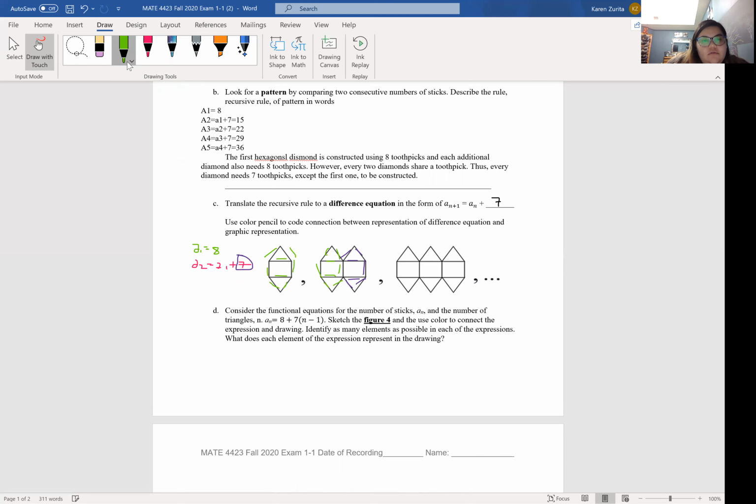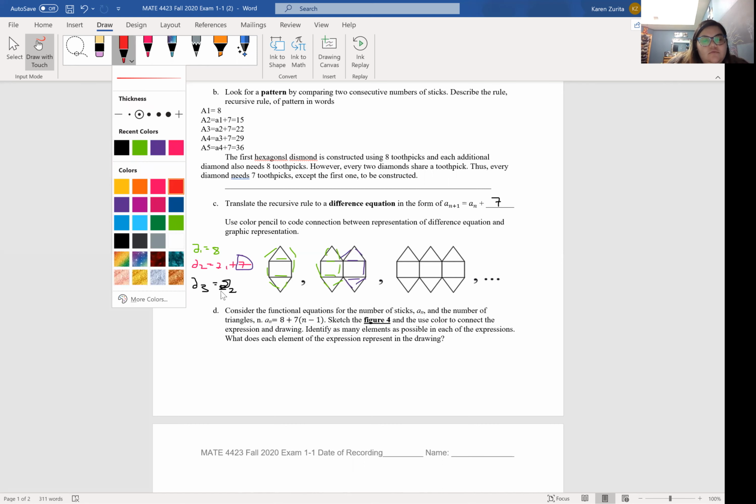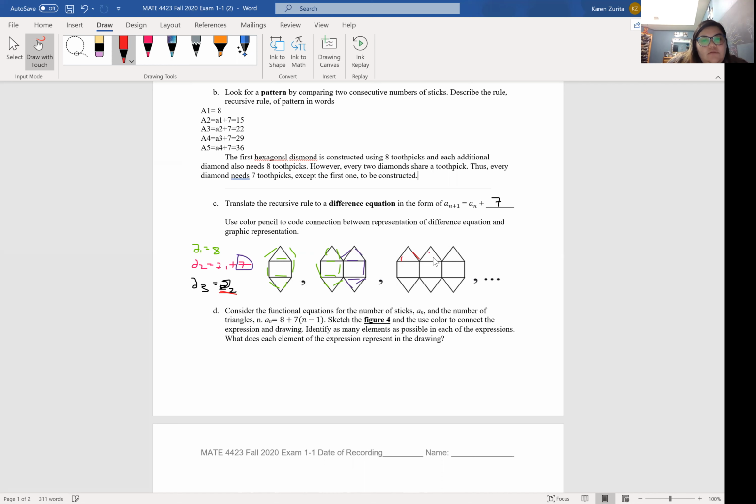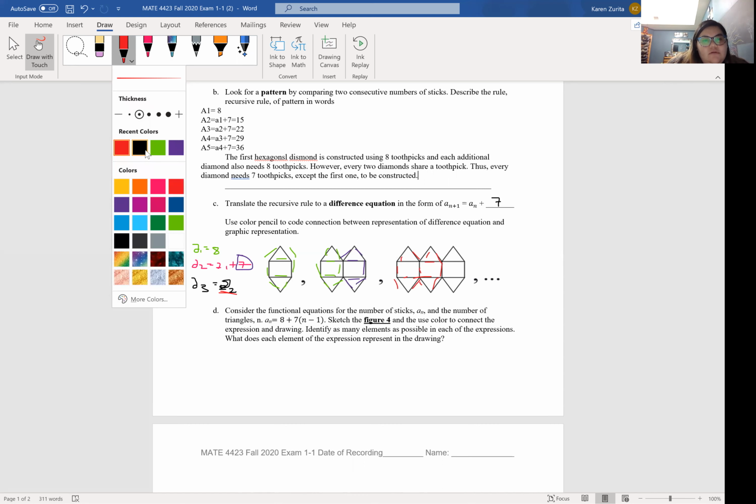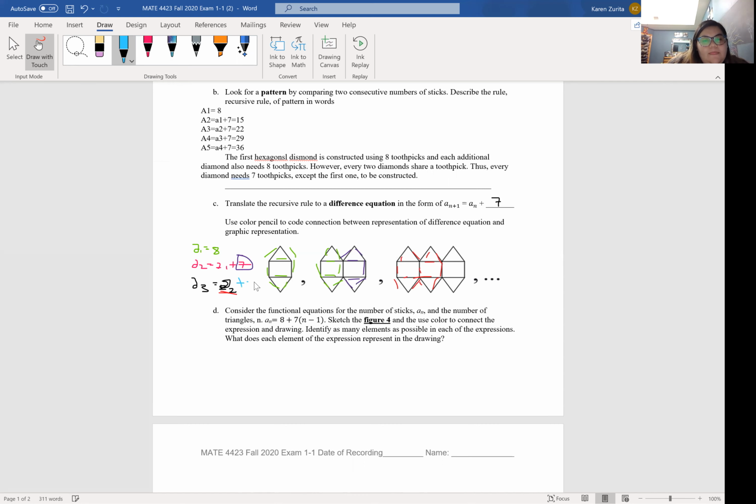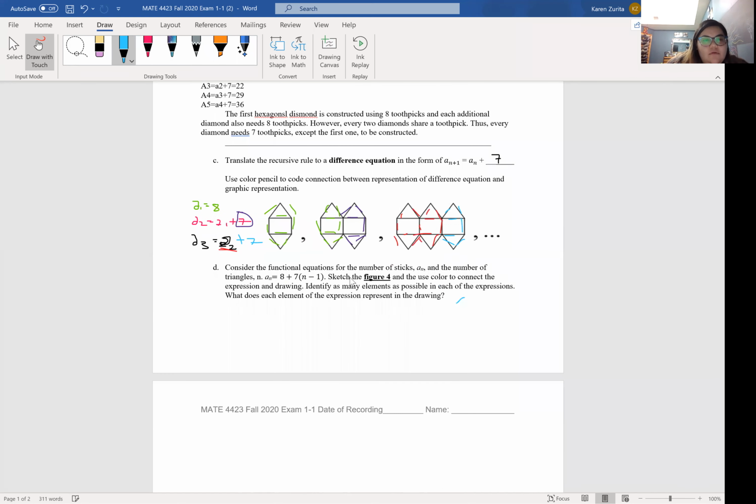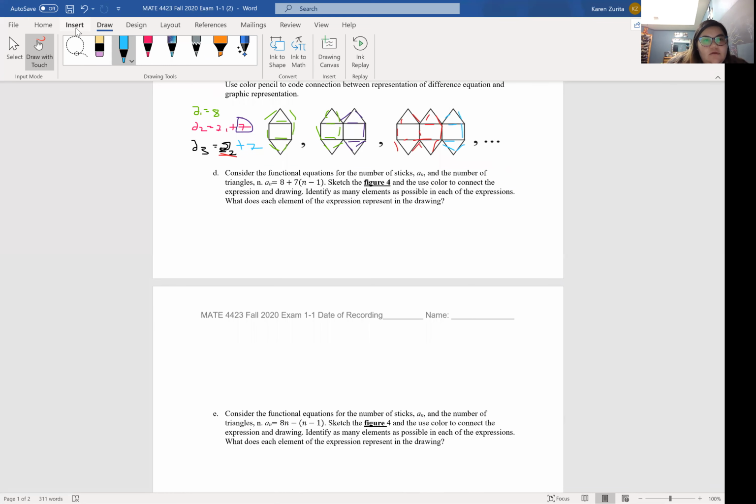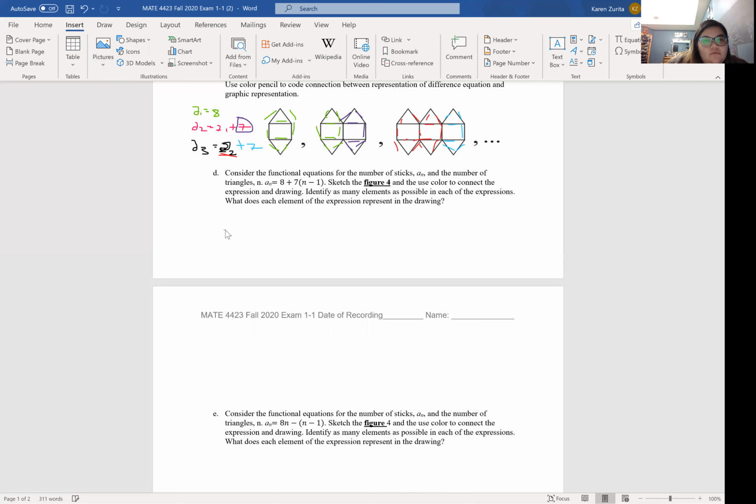So then A3 would equal A2. Let's say A2 is going to be all of these, and it would be plus 7. So these 7. Now here, hold on.